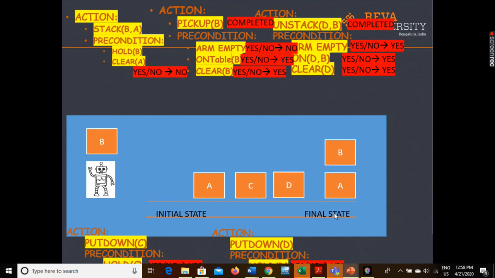So this is one simple example of how STRIPS can be used to achieve planning in the case of the block world problem, or the goal stack problem.